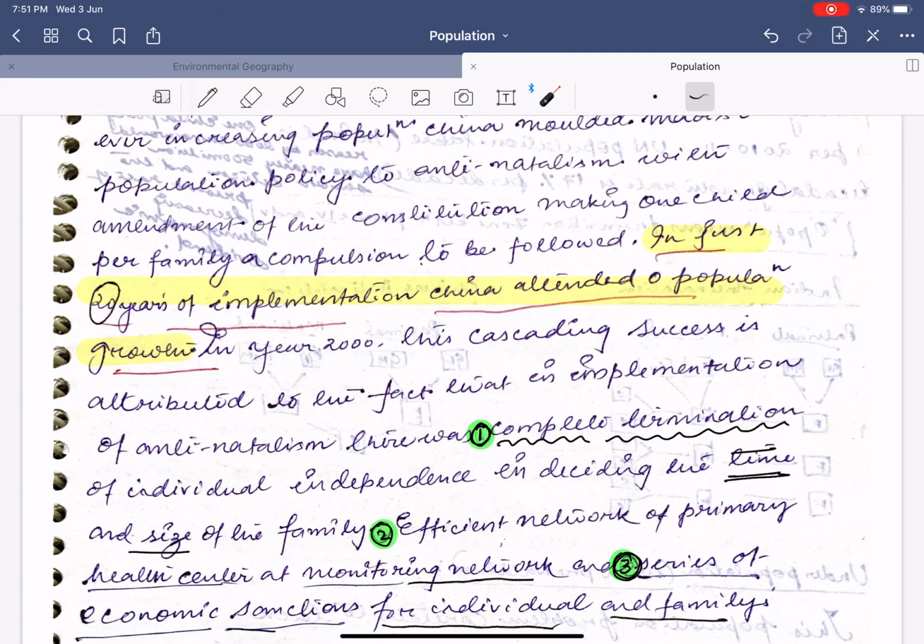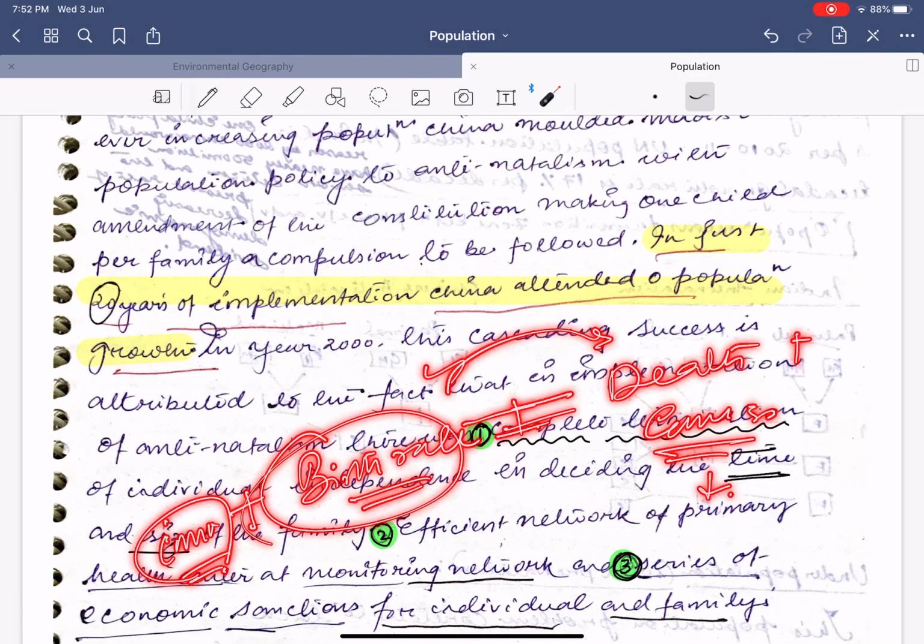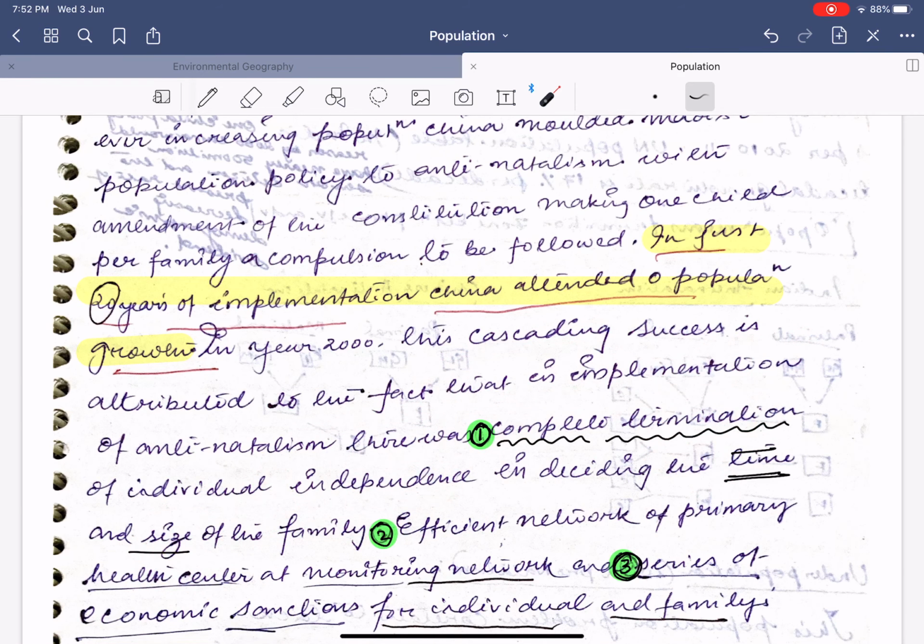What is this zero population growth? Zero population growth is nothing but that when your birth rate plus your immigration is equal to the death rate plus emigration. Immigration means coming into your country, emigration means going out of your country. Death rate and birth rate, you know. So it's immigration and the birth rate equals the death rate and emigration. This is what I call the zero population growth.